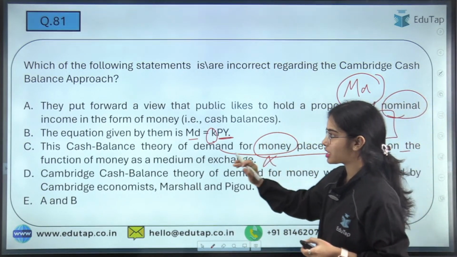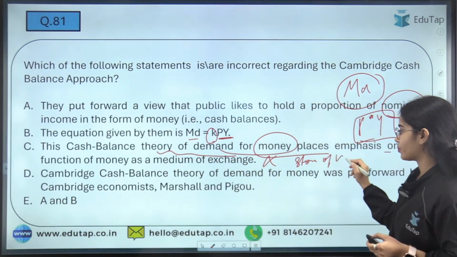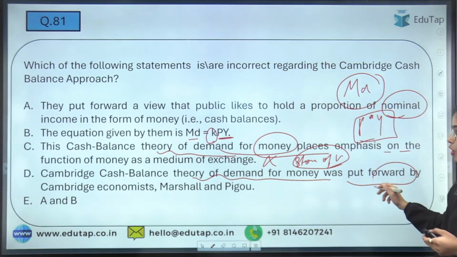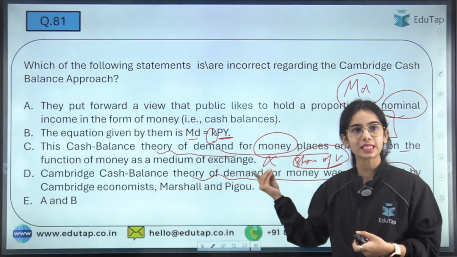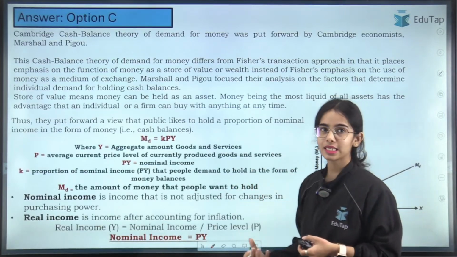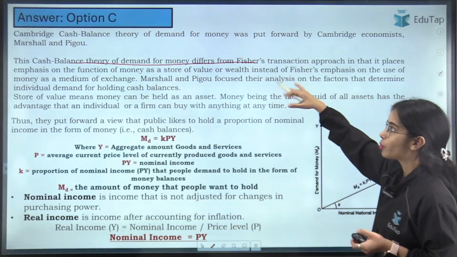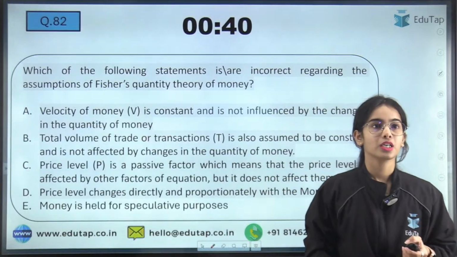So the Cambridge cash balance approach said that money is used as a store of value. The Cambridge cash balance theory of demand for money was put forward by Marshall, Pigou and other Cambridge economists. That is correct. So only statement C is incorrect, and that's why C is the answer. The cash balance theory of demand for money puts emphasis on the function of money as a store of value. So that is the answer.